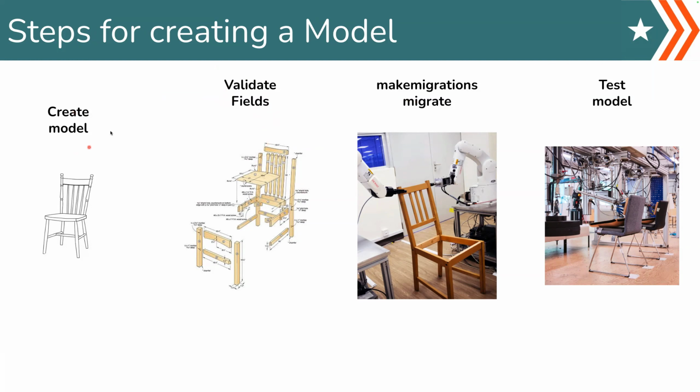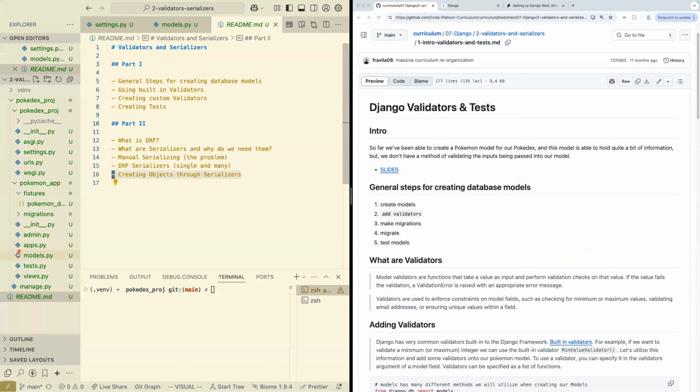And then, once we make a model or modify a model and create or modify our validators, we need to run the make migrations command. And can someone remind me what make migrations does? Doesn't it just convert that data into PostgreSQL tables? Close, close. There's two commands, right?